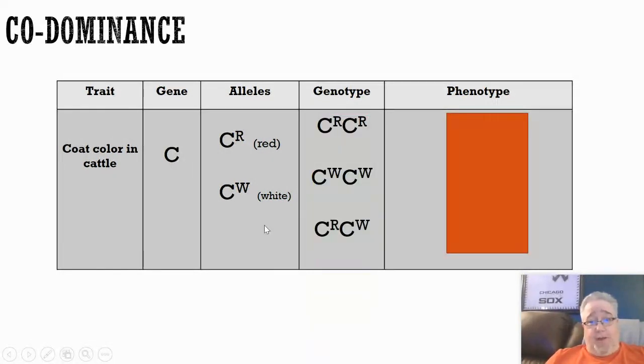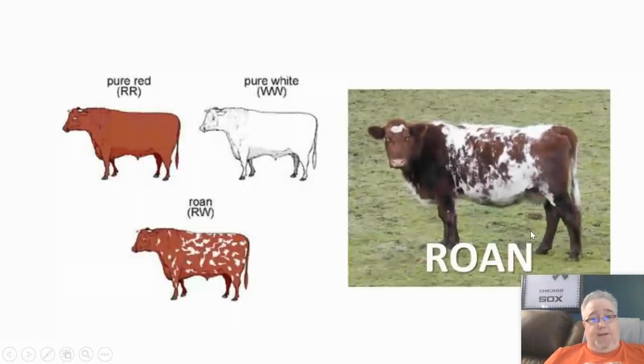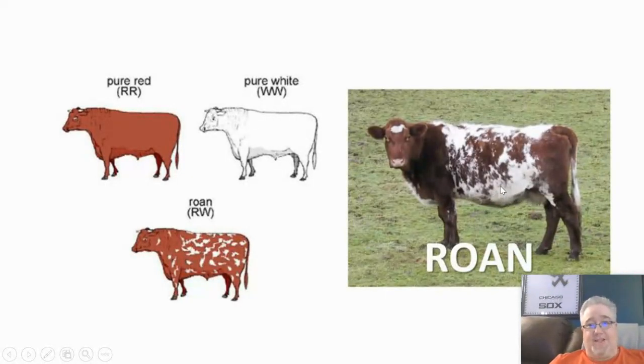So of course we have our three genotypes, right? CR CR, CR CW, and CW CW. So now what we get with this is kind of what we would expect. With CR CR, we would expect red. CW CW, we would expect white. Now, CR CW is something called roan. Now, we have to be a little bit careful with this because roan does not mean that the colors blend together. Roan means that they both show up.